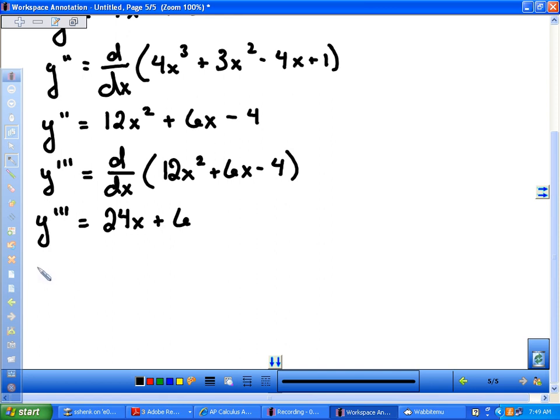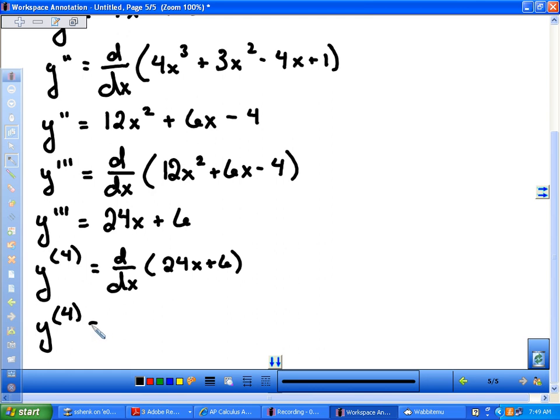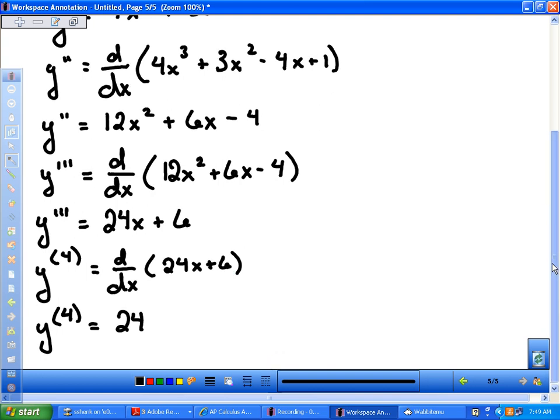Okay, and now we're not going to use that prime notation anymore. We use super n. So y super 4 represents the fourth derivative. Y super 4 would be the derivative of our third derivative, 24x plus 6. So y super 4 would be equal to what? What's the derivative of 24x? Just simply 24. The derivative of the 6 is going to be 0. Okay, so this is kind of a nice straightforward polynomial example.